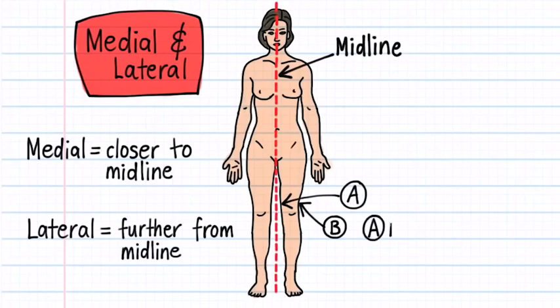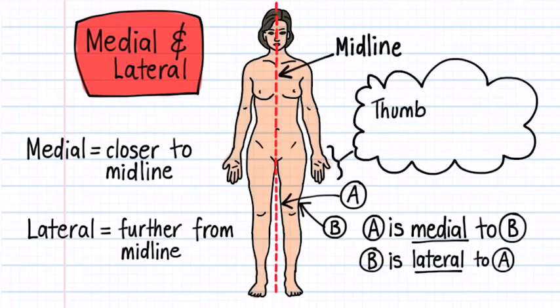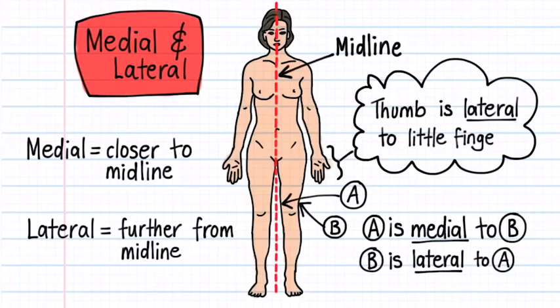For example, in this drawing, point A on the leg is medial to point B because point A is closer to the midline. Alternatively, you could say that point B is lateral to point A because point B is further away from the midline. Another example would be your thumb being lateral to your little finger on your hand.